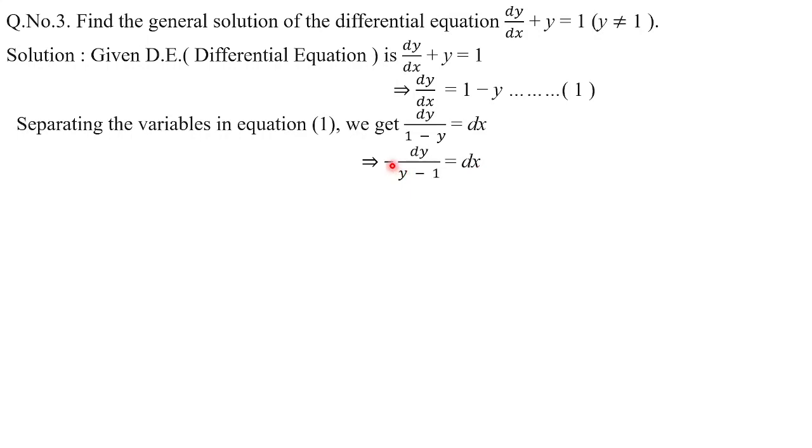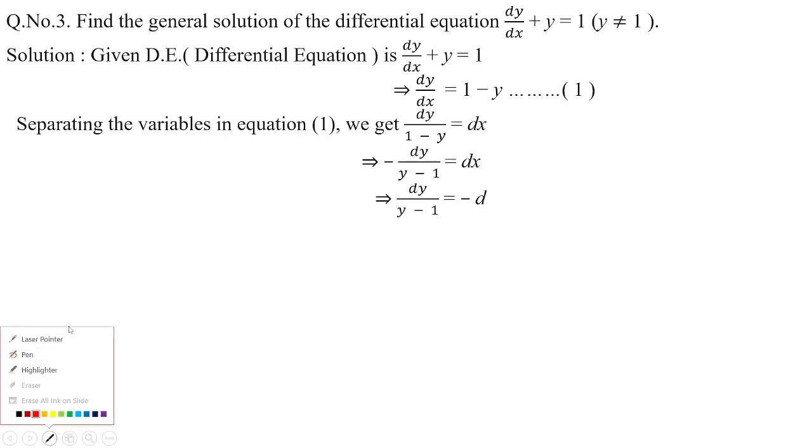Now I transpose minus 1 to the RHS. Then what will you get here? dy by y minus 1 is equal to minus dx. So we have separated the variables and we wrote the equation as per our convenience.